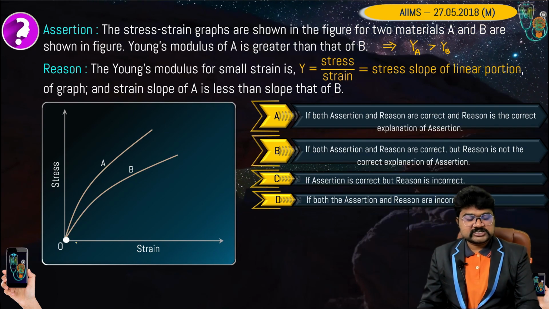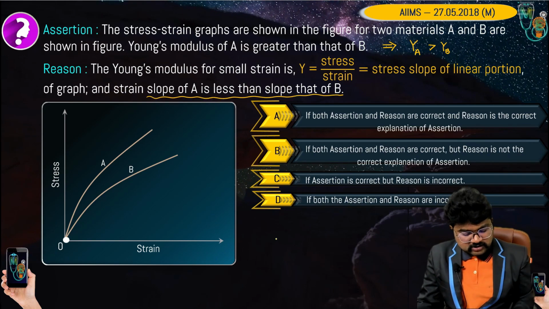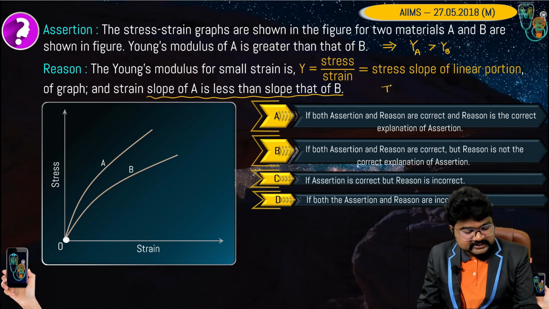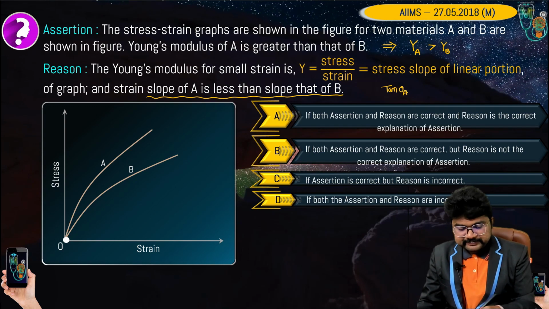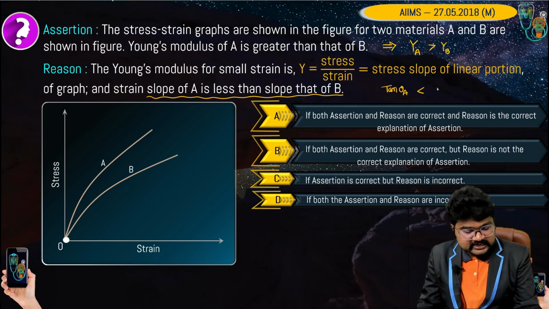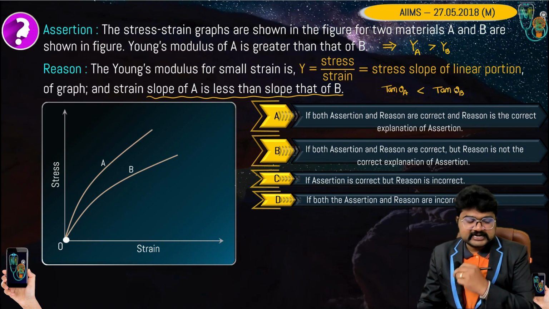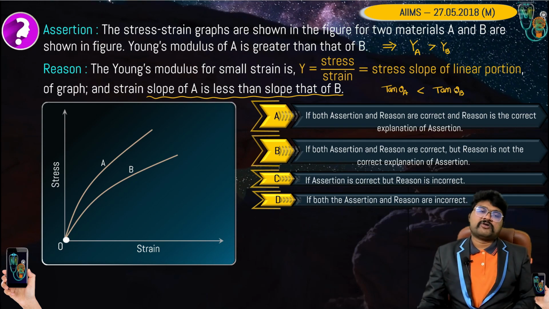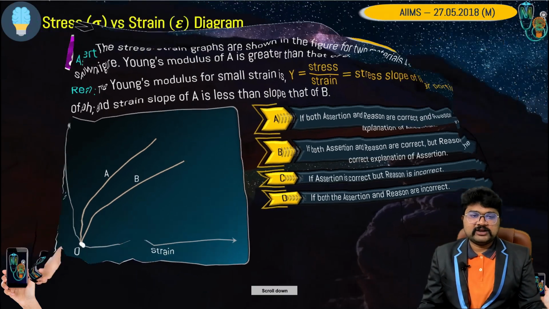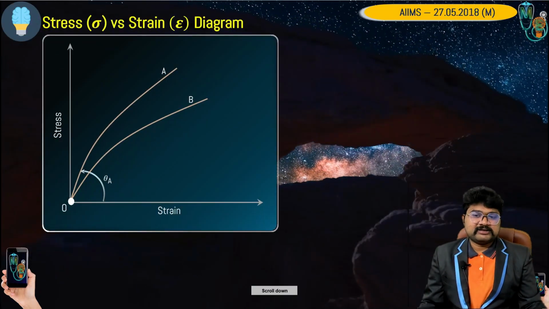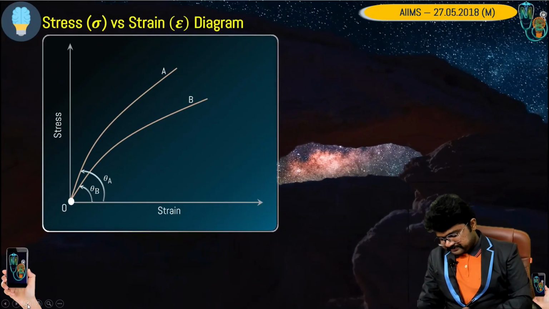So stress by strain, and the slope of the linear portion, slope m equals tan theta. The reason says tan theta A is less than tan theta B. Okay, so which one of the following is correct, they are asking. So which one is correct? I will tell you. From this, slopes are given.